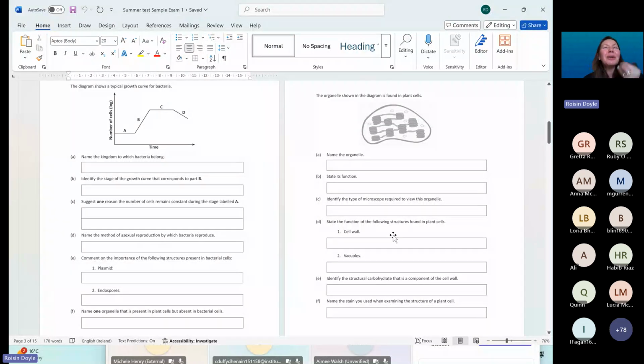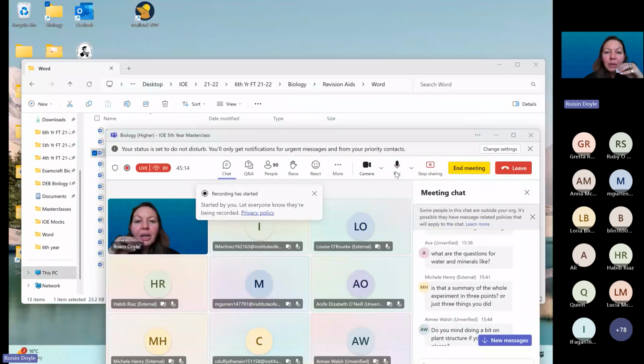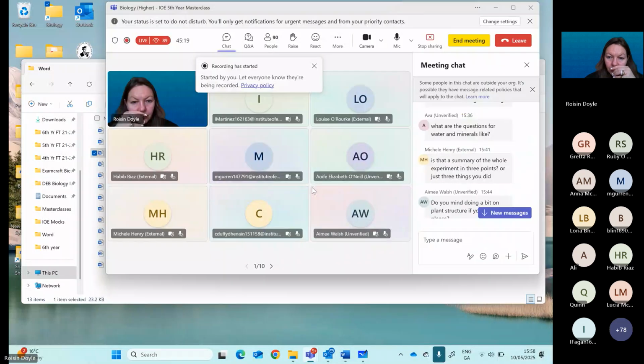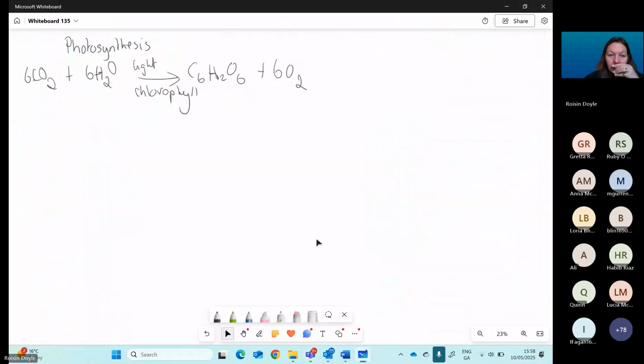Louise, if you write down an electronic microscope, 0 marks. So that's where spelling does matter. Electron and electronic are not phonically the same. So it's an electron microscope that is the type of microscope that you need. So the location, of course, is the chloroplast.